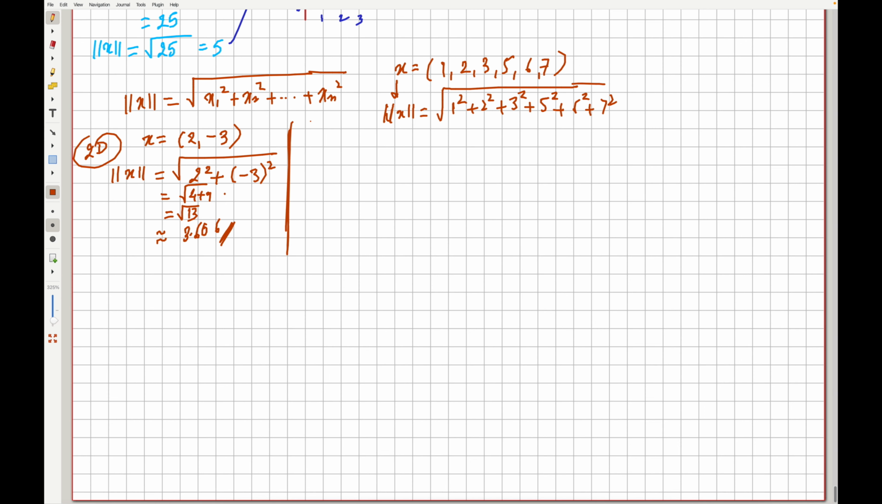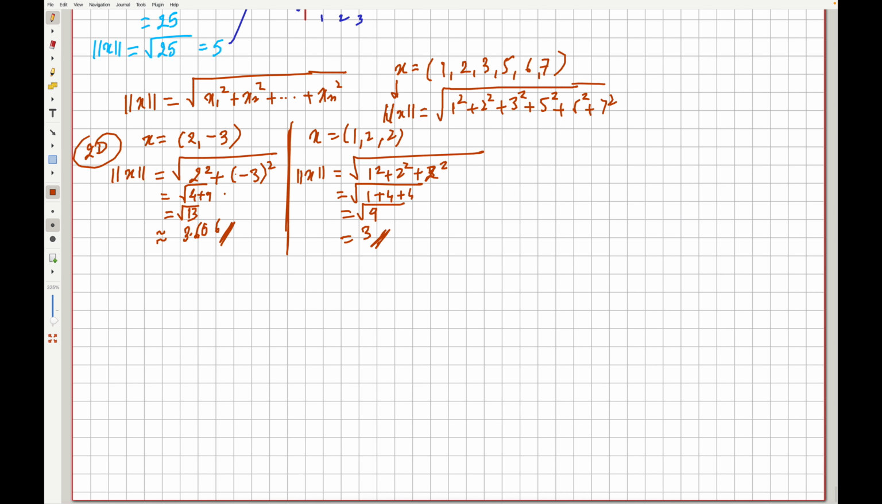Likewise, if we look at another vector, x equal to (1, 2, 2), then we would take the norm as such: square root of 1 squared plus 2 squared plus 2 squared. So that is the square root of 1 plus 4 plus 4, which is 9, and we get a value of 3. So the length of this vector in 3D is 3.